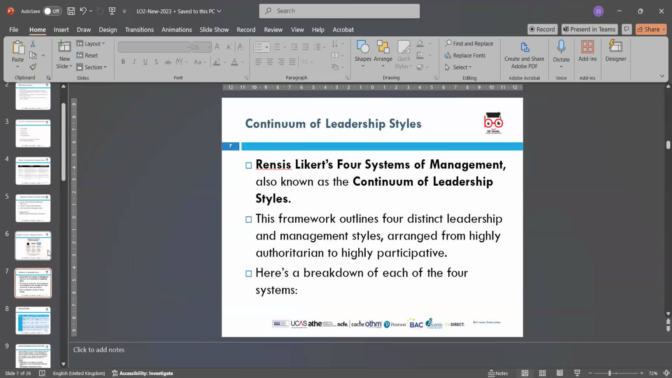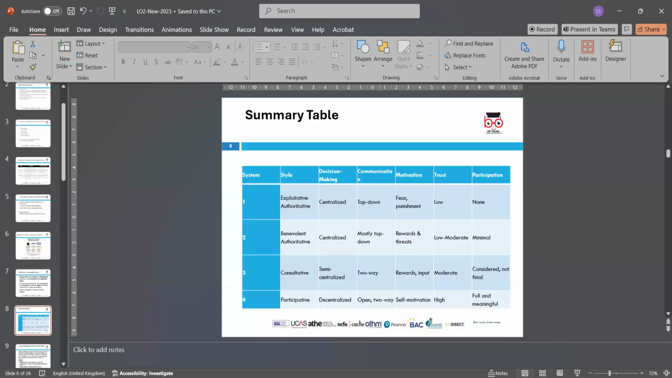So this is a manager's job to focus on or to decide the leadership style. So basically, this framework outlines four distinct leadership and management styles, and they go from highly authoritarian to highly participative. So if we can see the breakdown of these styles, okay.